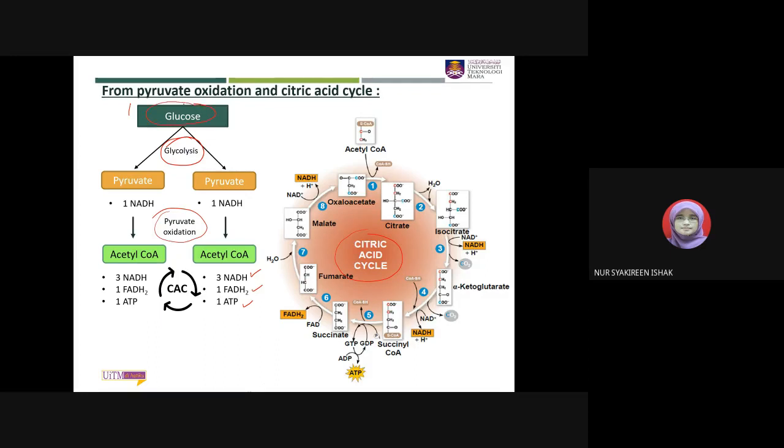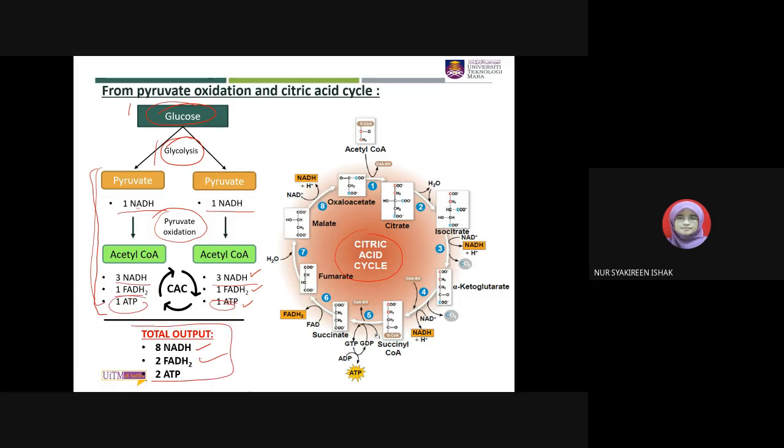So untuk satu glukos, total daripada link reaction and citric acid cycle ni akan menghasilkan a total of 8 NADH. 1, 2, campur 3 kat sini, campur 3 kat sini, 6 kan? 6 campur 2, 8. So 2 FADH2 and 2 ATP.